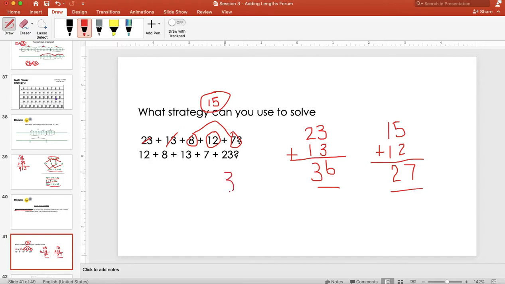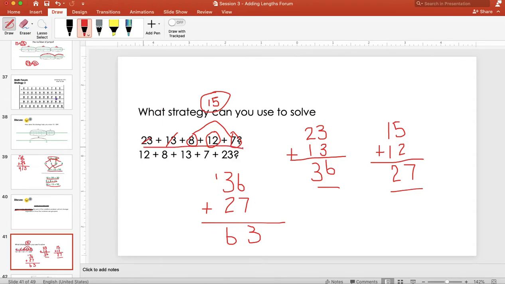I would do 36 plus 27. Okay, 6 plus 7 is 13. So I'd put my 3 down, and I would carry my 10 over to my 10 spot. 1 plus 3 is 4, 5, 6. 63 is my answer for that top part. So that is a lot easier to do than trying to add all of these numbers all at once.